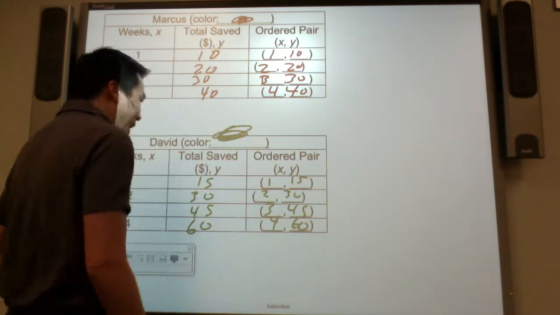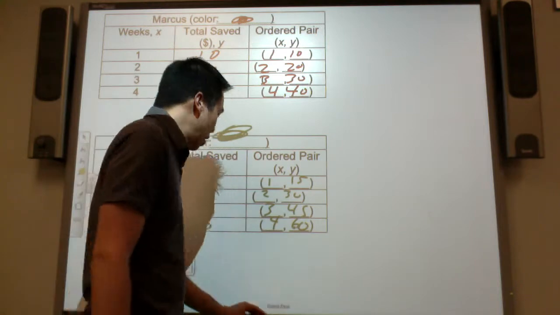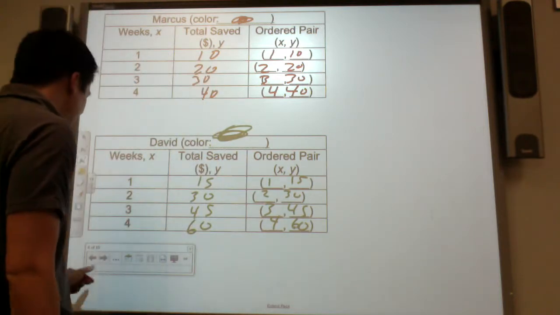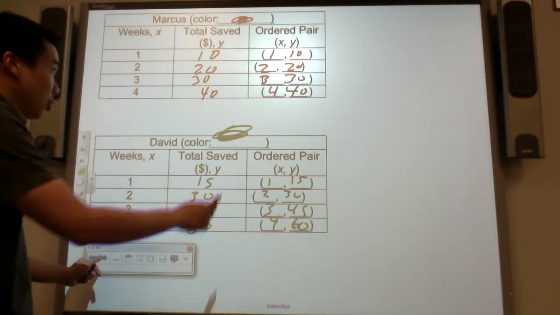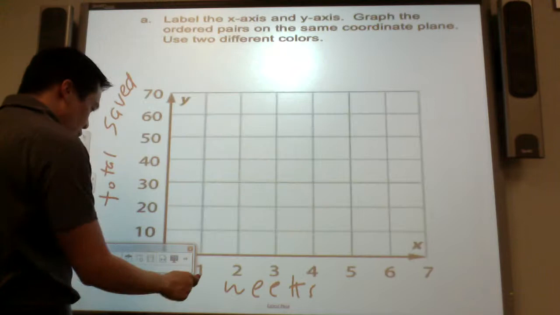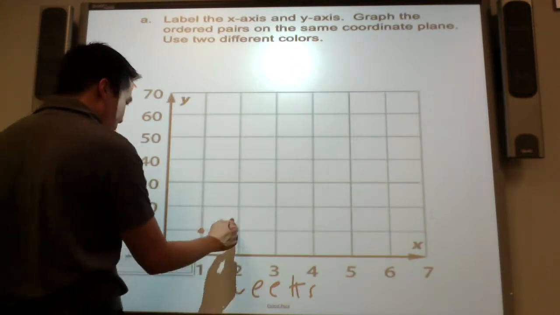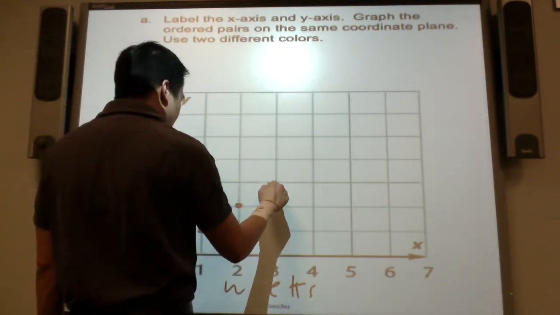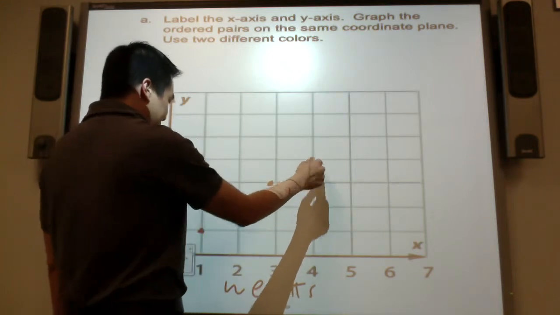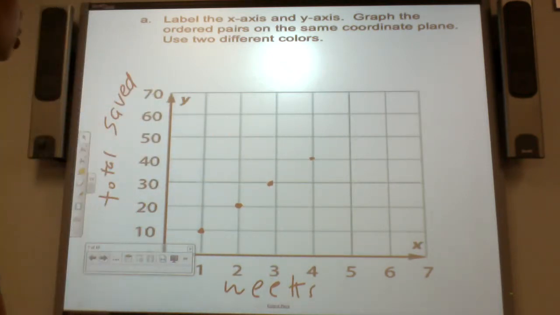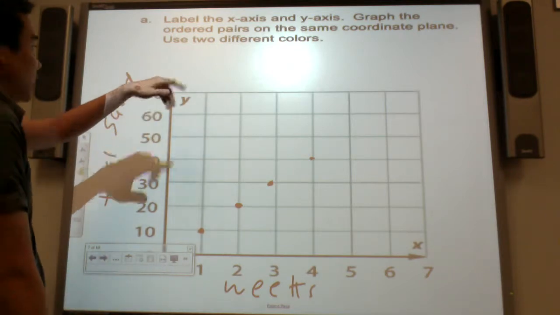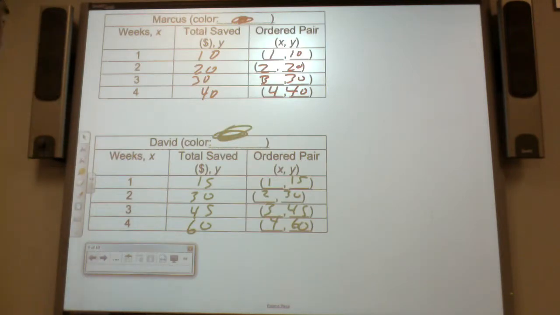So we need to graph this. Let's start with our first person, Marcus. Marcus saves 1 week, $10. 2 weeks, $20. 3 weeks, $30. 4 weeks, $40. It makes a line. So make sure we graph it. Yes, we did. Next one.